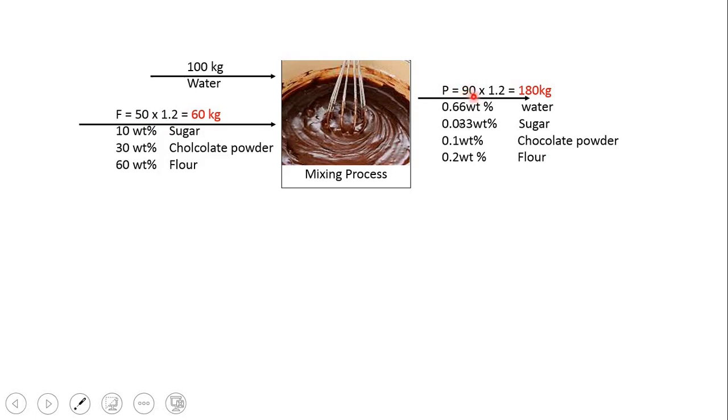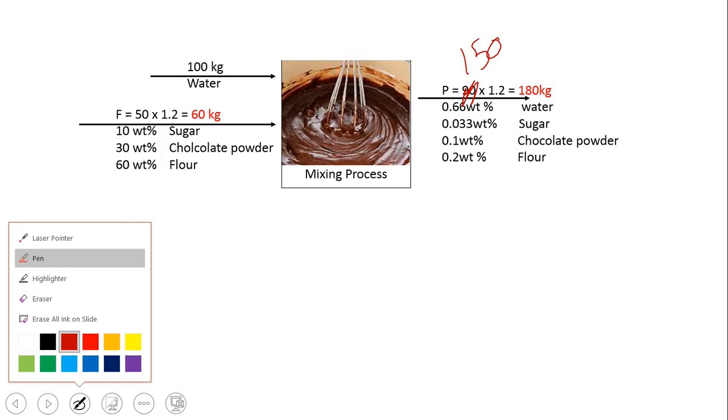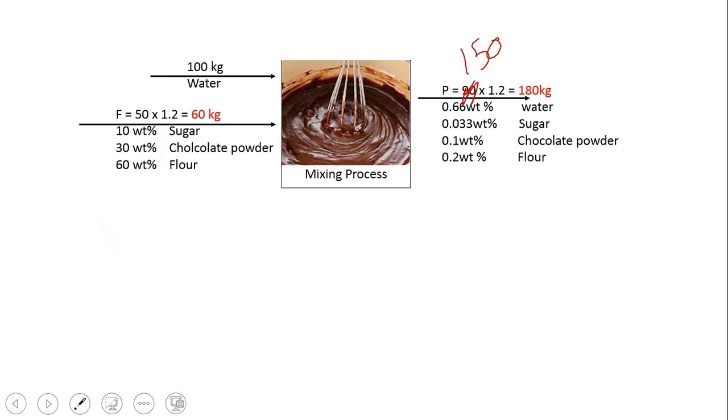And here we have multiplied the 90 kilogram with 1.2. I mean, it was one. This is a mistake. It's 150 kilogram with 1.2, and we will get 180 kilogram. You do not change the composition of the streams. The composition will stay the same, just the value of the stream entering.